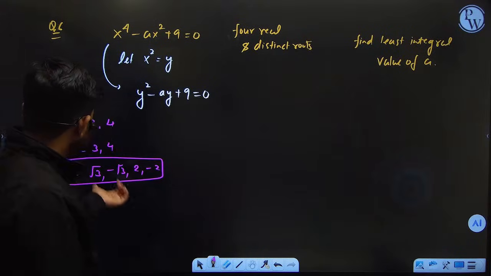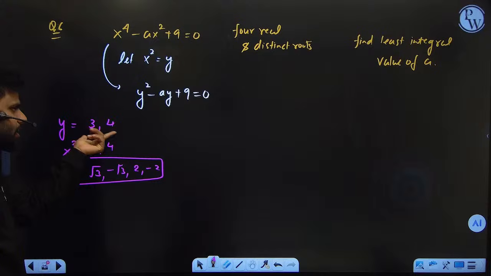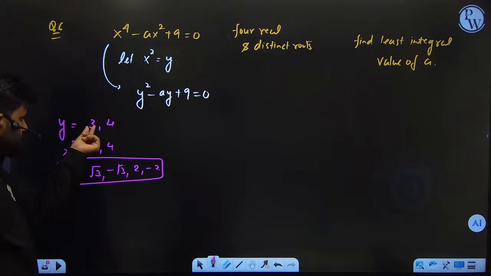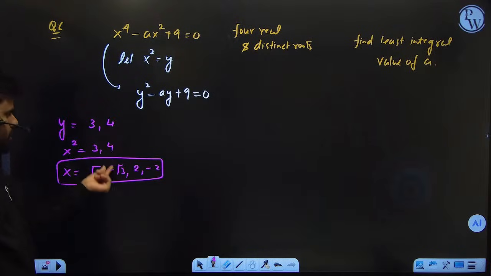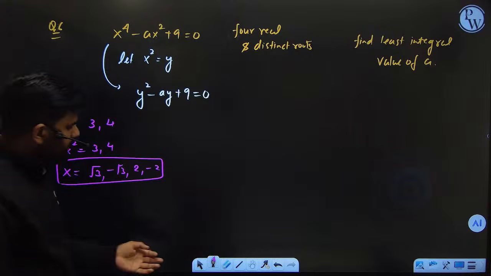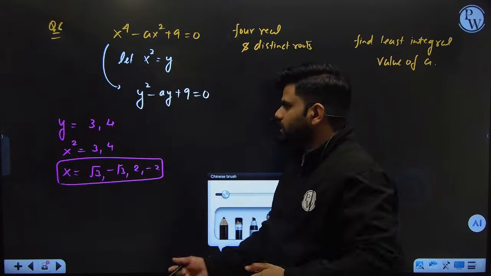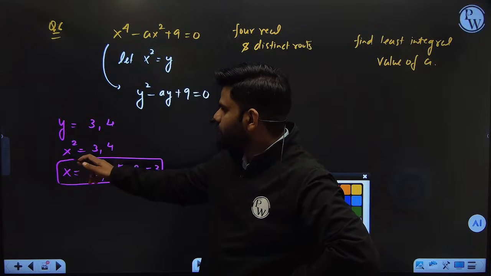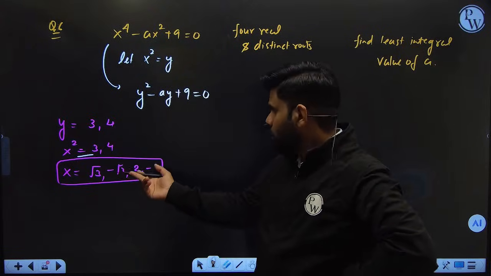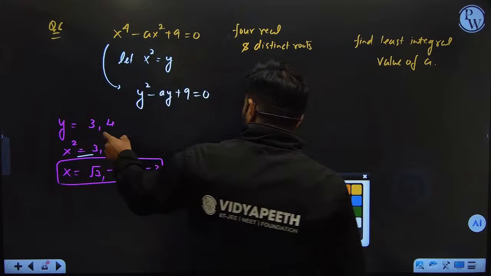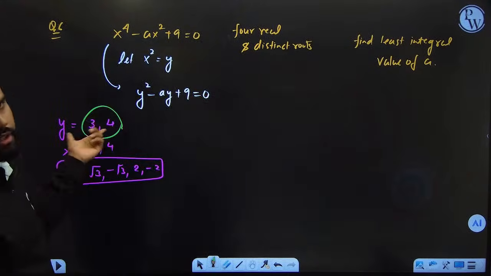Okay, but suppose we get two similar values of y, suppose this is 3 and this is also 3, so we will not get 4 different roots. Similarly, if we get some negative value of y, then the roots will be imaginary, because if y is negative, then x square equals negative means what? Imaginary roots.